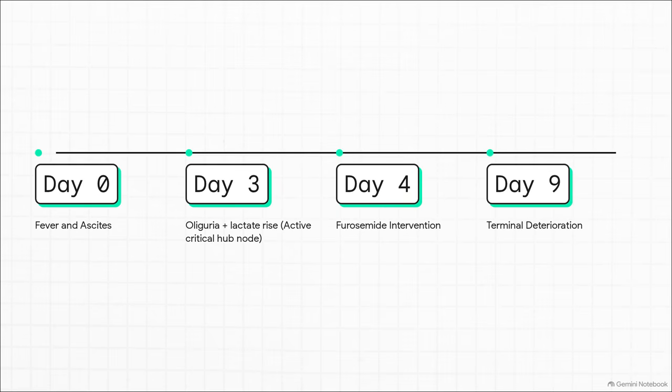What we're looking at is the real trajectory of a 60-year-old male from our matched cohort. It's a very precise and quite sobering timeline. He's admitted with fever and ascites on day 0. He hits a critical decision node, the hub, on day 3 with oliguria and a lactate rise. And unfortunately, it ends in terminal deterioration on day 9, even with an intervention on day 4. Yes, the data is coded and raw, but we always have to remember it represents real human lives.